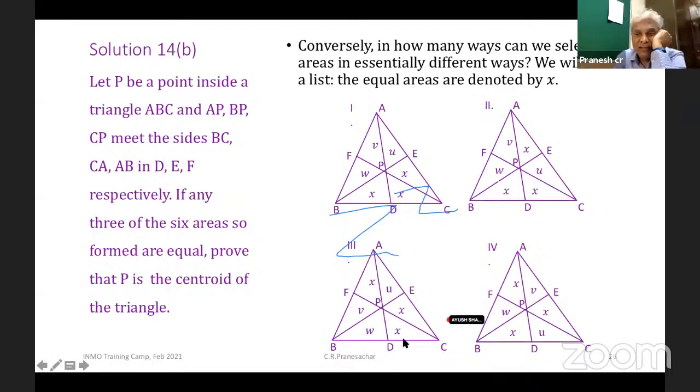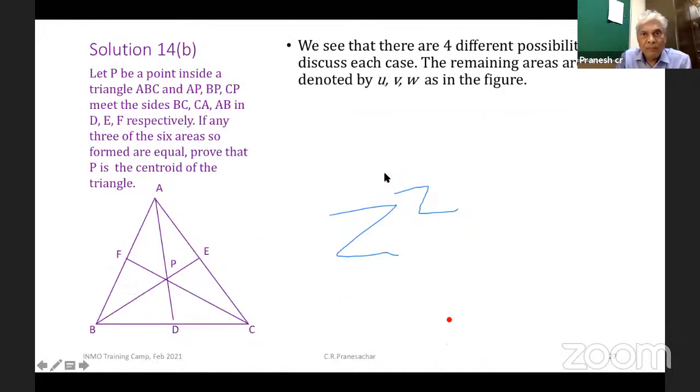In all these cases, you have to show that all these 6 areas are equal, U equals V equals W equals X, which means that P is the center of the triangle. Okay. So let's go to part 1.